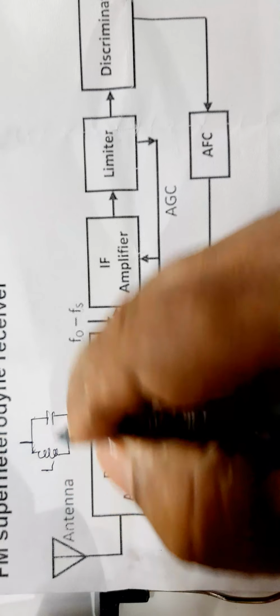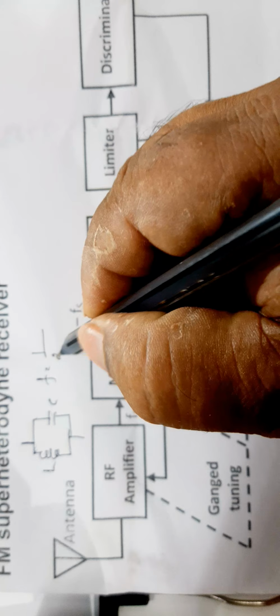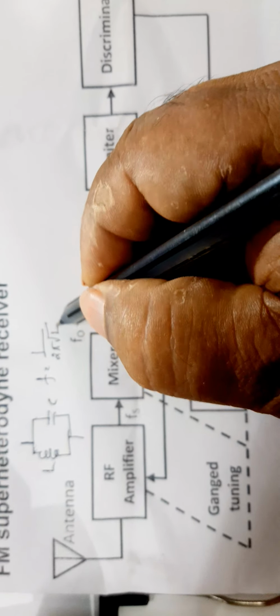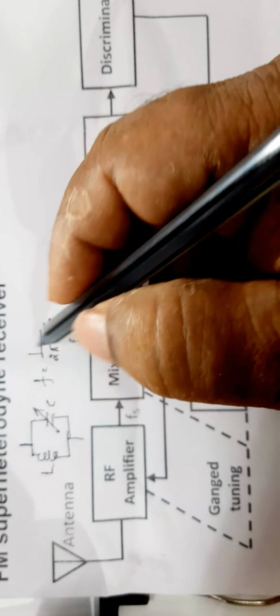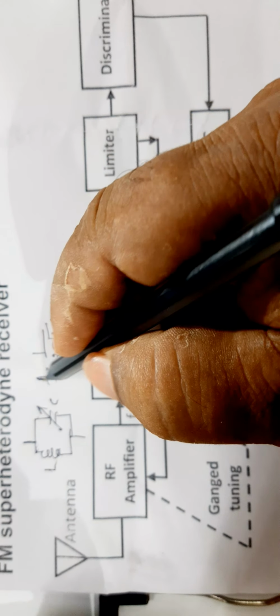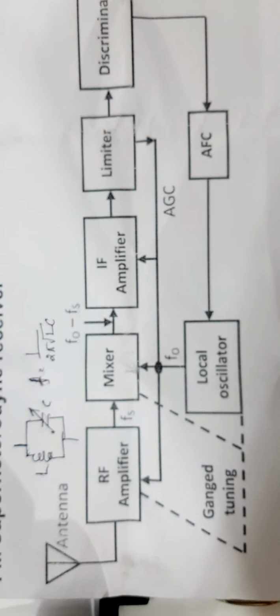This is L and this is C, where the frequency is given by F is equal to 1 over 2 pi root LC. Let us consider a variable capacitor. When C varies, the ratio varies, so F also varies. However, this antenna receives all frequencies.